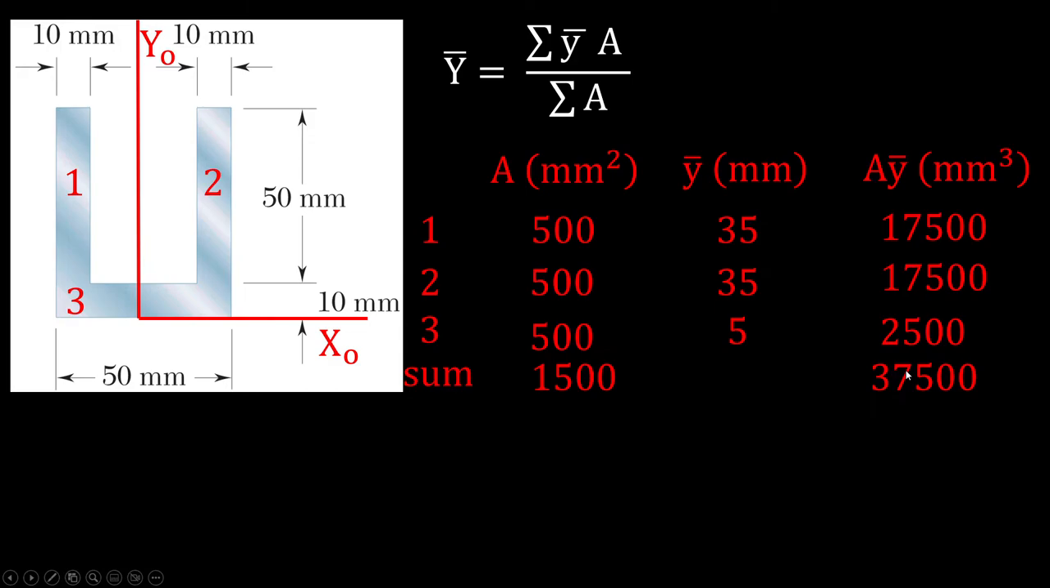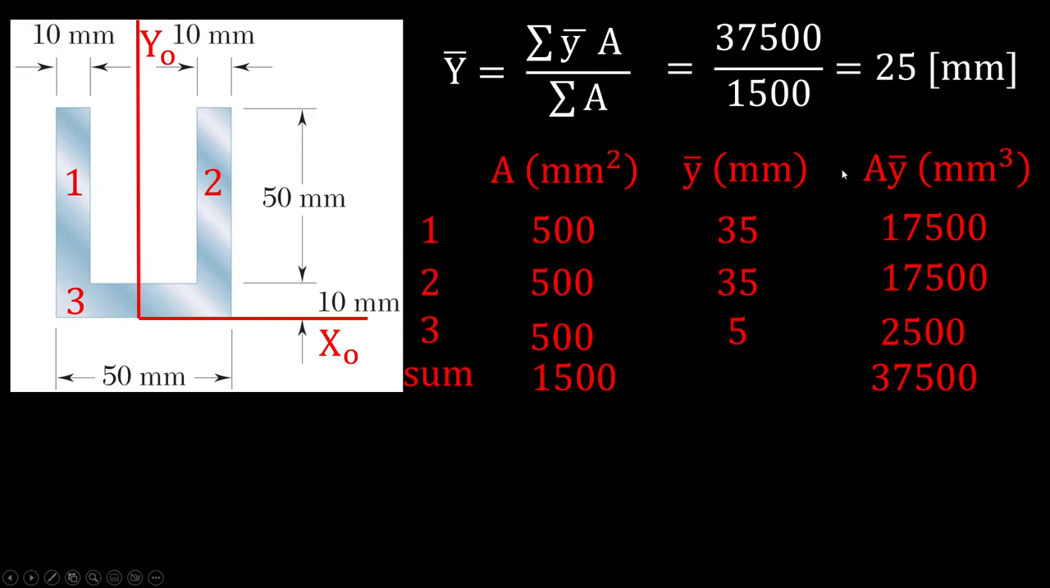We will take these two values and plug them back into our original equation, and that will give you 25 millimeter. So that tells us that the centroid is 25 millimeter from the base of the cross section, somewhere around here, and that will be our center. Once we find the centroid of the whole cross section, the neutral axis passes through the centroid of the cross section, where the stresses are zero.